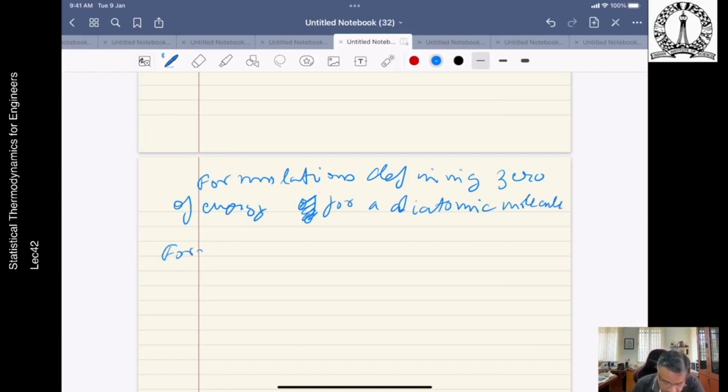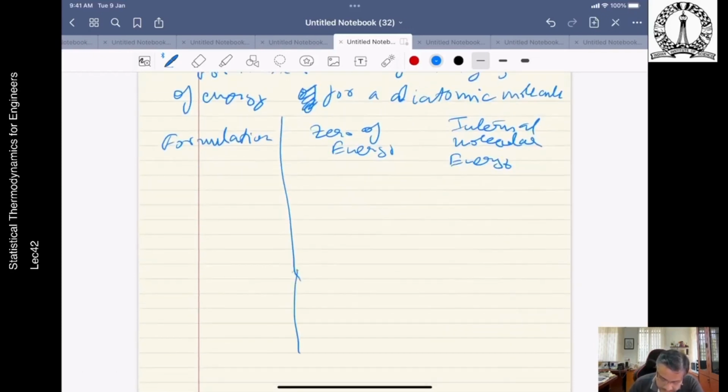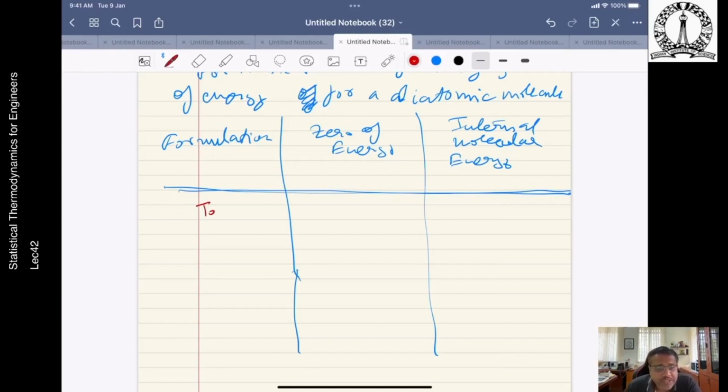Okay, so first we write the formulation, then the zero of energy, and then the internal molecular energy. All right. So the formulation T naught, which we already know what it is. The zero of energy is the ground vibrational level, the ground vibrational energy in the ground electronic state. Internal molecular energy therefore becomes T plus omega E Fj.